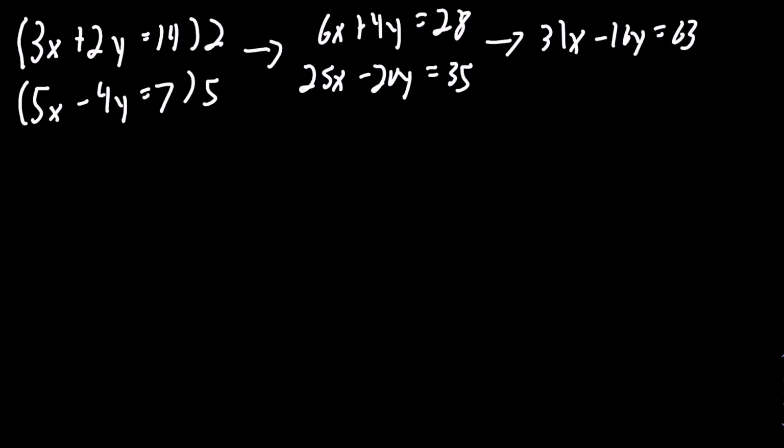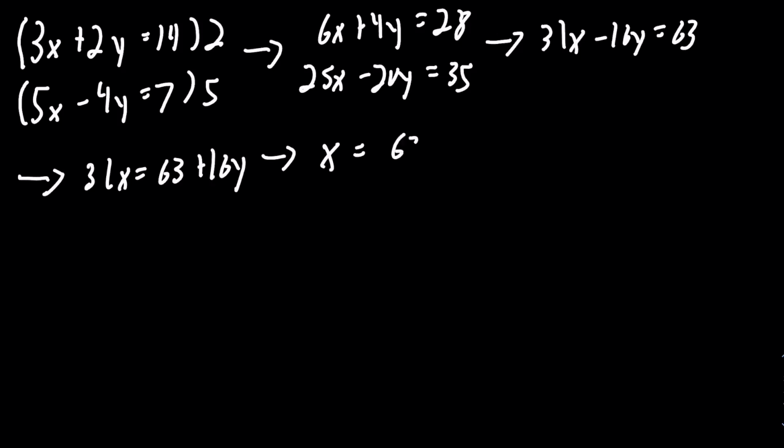Then we can choose to isolate x in this equation, and doing so will require adding 16y to both sides. So we get 31x is equal to 63 plus 16y. Divide both sides by 31, and you get x equal to (63 plus 16y) over 31. Now, let's substitute this value of x into equation 1 or 2 to find y.